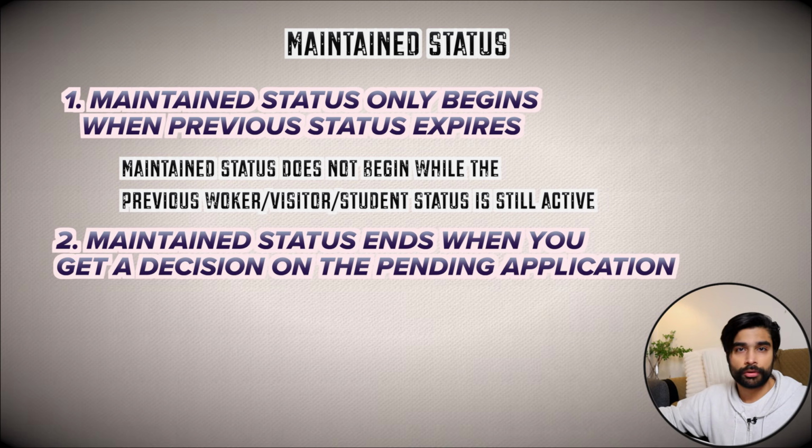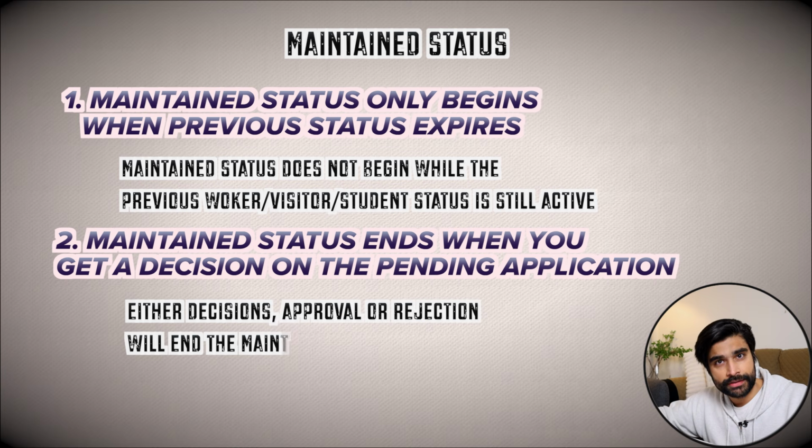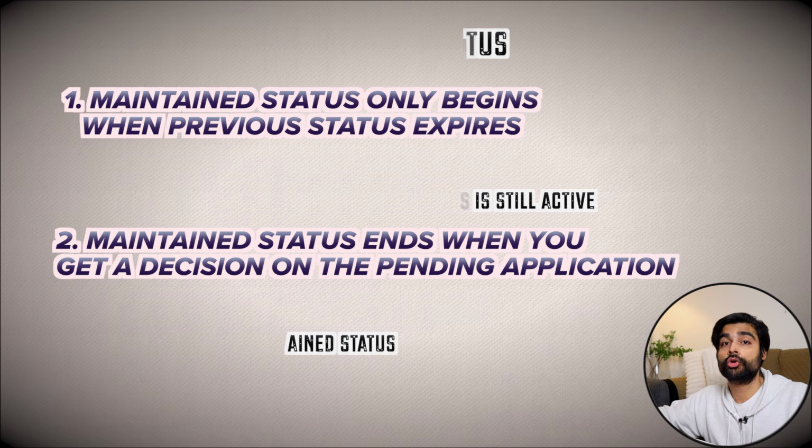Number two, let's say you're on maintained status now. Once you get a decision on your open work permit application, your maintained status would end. So let's say it's a positive decision, meaning your open work permit is approved, then you're obviously on a new worker status, you have nothing to worry about. But let's say your open work permit is refused or rejected for some reason, your maintained status would still end, and then you may go out of status.